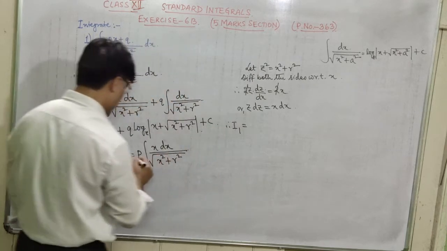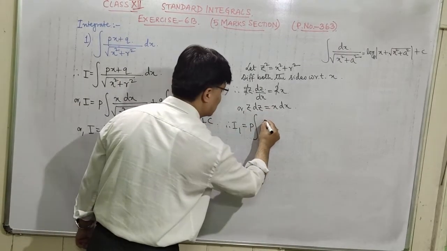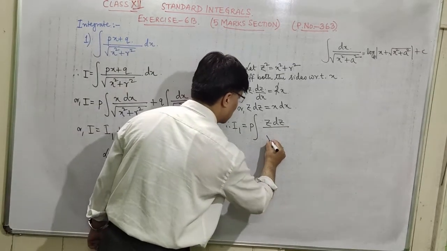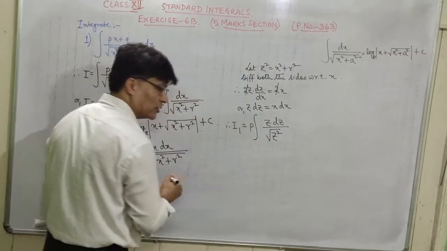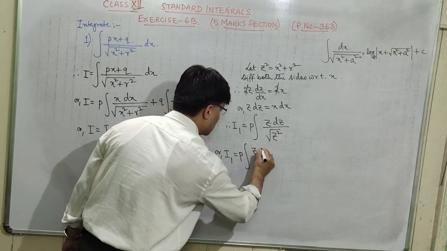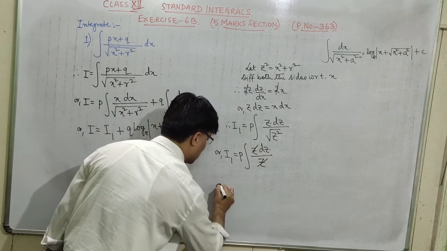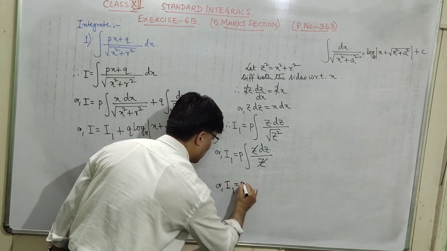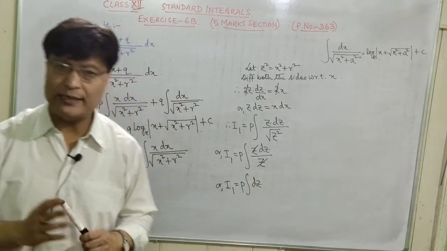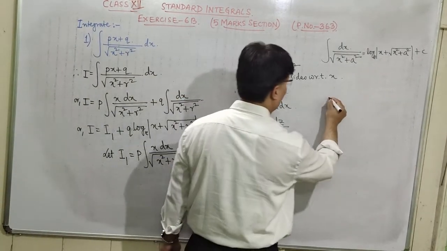So I1 is equal to, now here p is constant, you have to write it. Integral sign, what is x dx? z dz. z dz divided by, this is root over z square, isn't it? So I1 is equal to p integral sign z dz divided by root over z square, that is your z, z gets cancelled. Or I1 is equal to p integral sign dz. So what is integration of dz? That is your z.